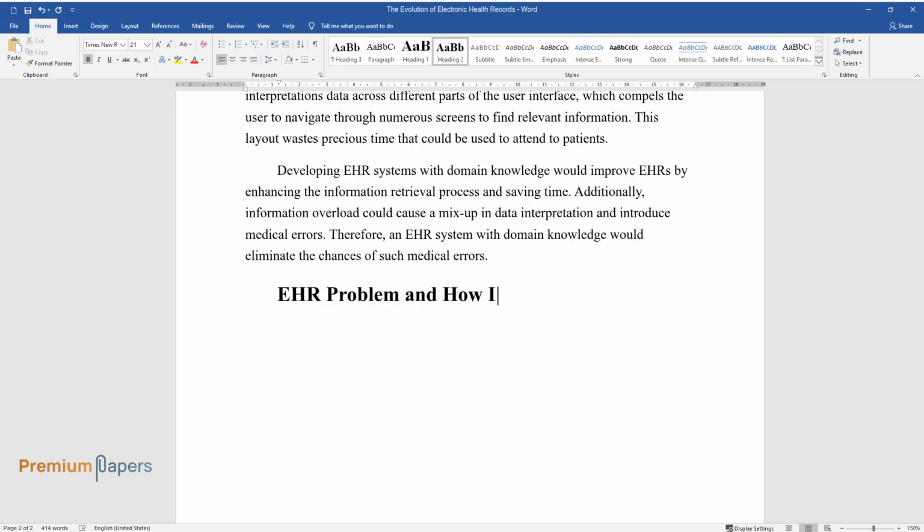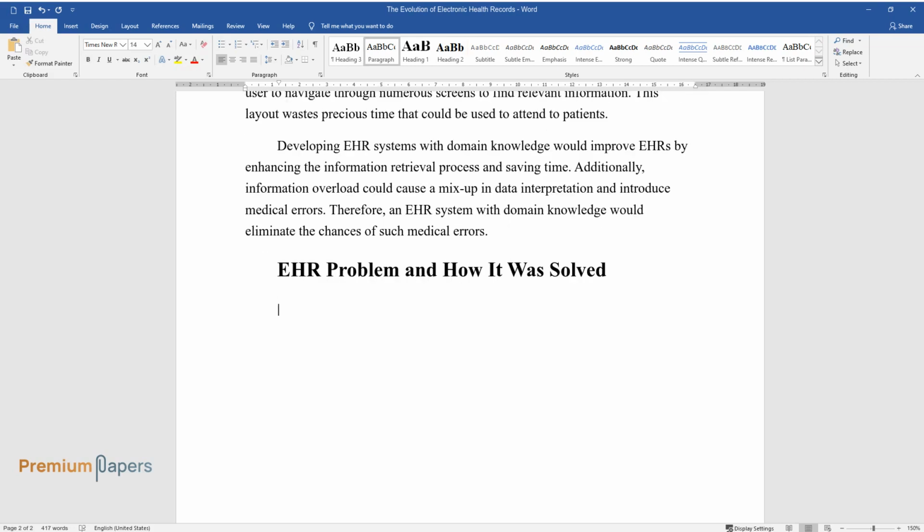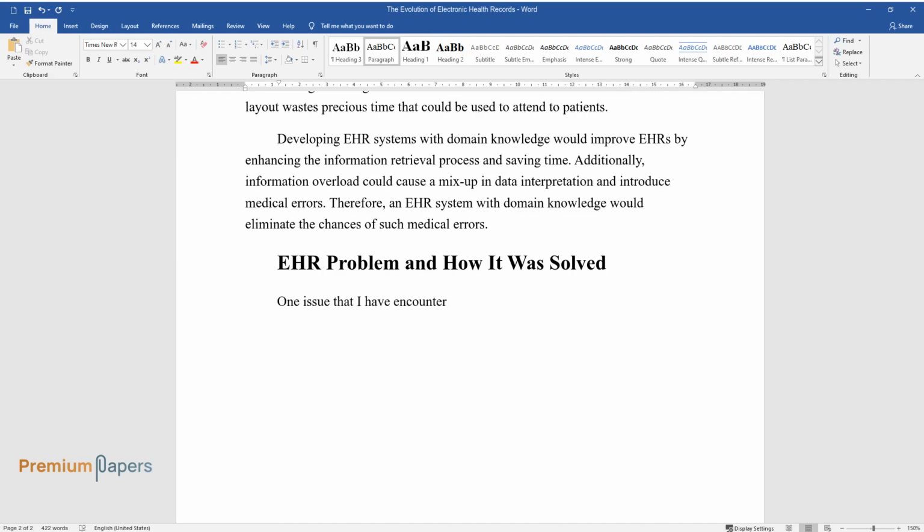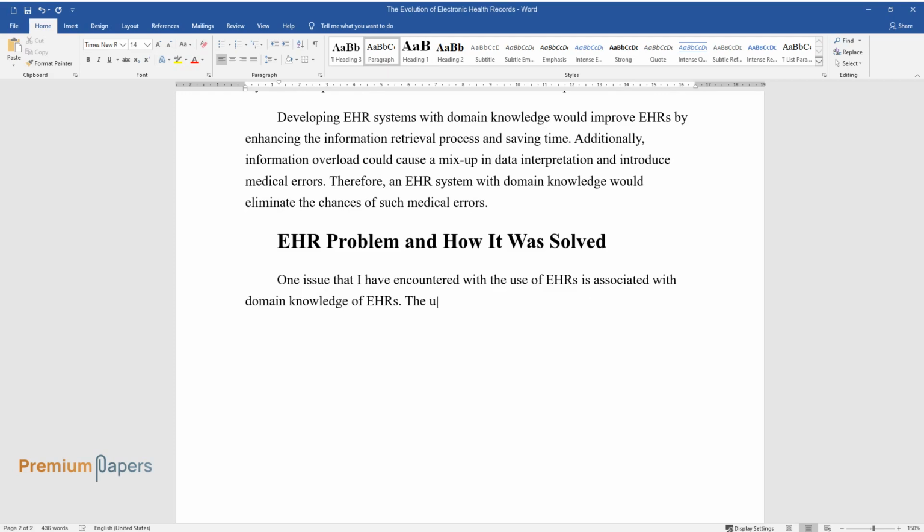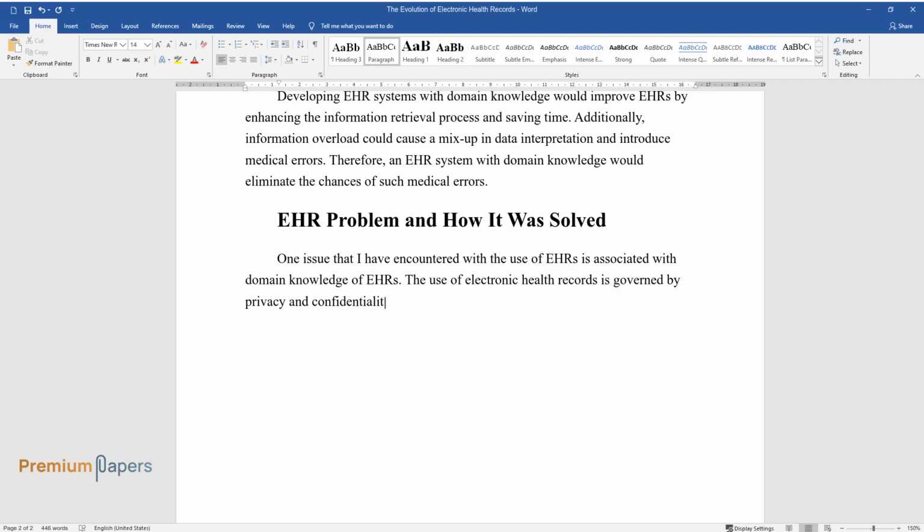EHR problem and how it was solved. One issue that I have encountered with the use of EHRs is associated with domain knowledge of EHRs. The use of electronic health records is governed by privacy and confidentiality laws.